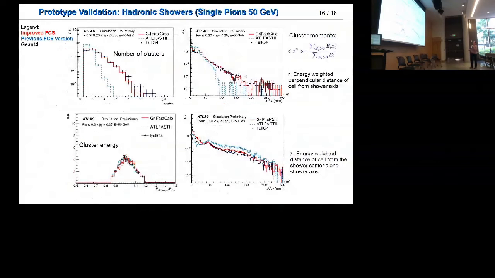Now looking at pions, the legend is the same as before. This is the number of clusters. So with this improved FastCaloSim, we get it almost perfectly right, up into the tails. With the cluster energy, we get it right. And this is the energy distributed perpendicular to the shower axis, and here longitudinal along the shower axis. It looks alright. In the tails especially, there are some discrepancies, but it's looking better than before.